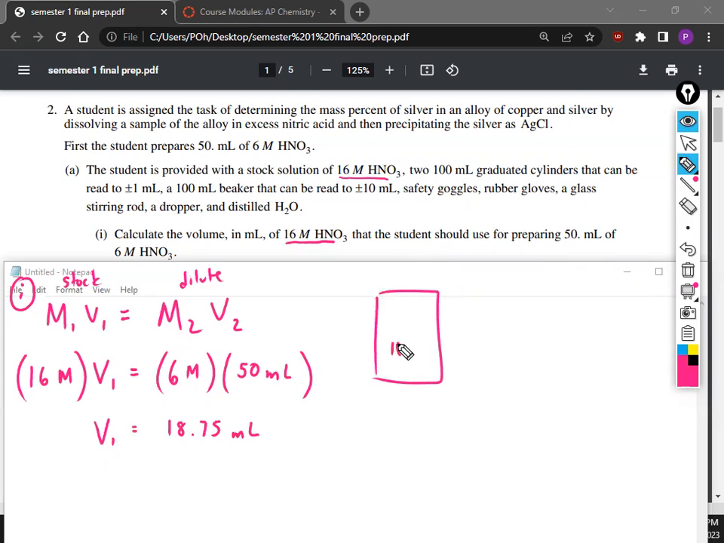you got your 16 molarity stock solution. What you're going to do is take out 18.75 milliliters of that. You're going to have another container. The final volume here is going to be 50 milliliters. And you're going to basically put in 18.75 mL of your stock and then fill it up with water till you hit 50. Okay, that's basically how the dilution works.